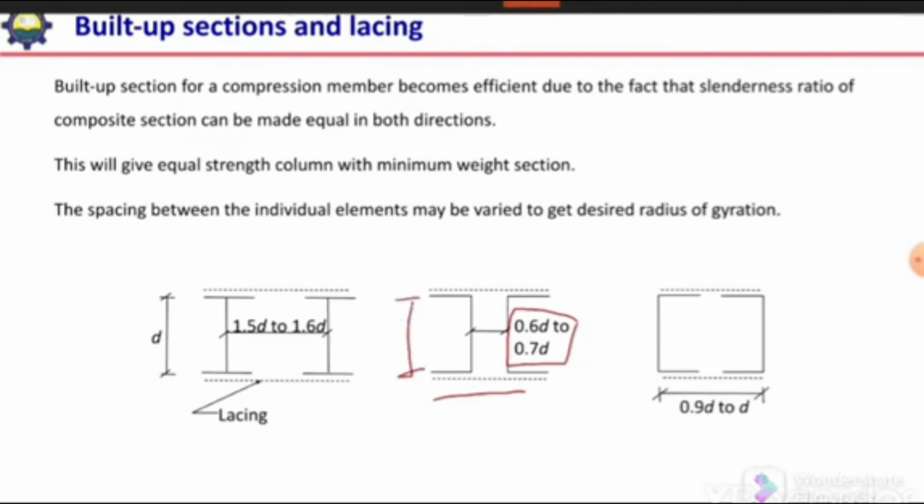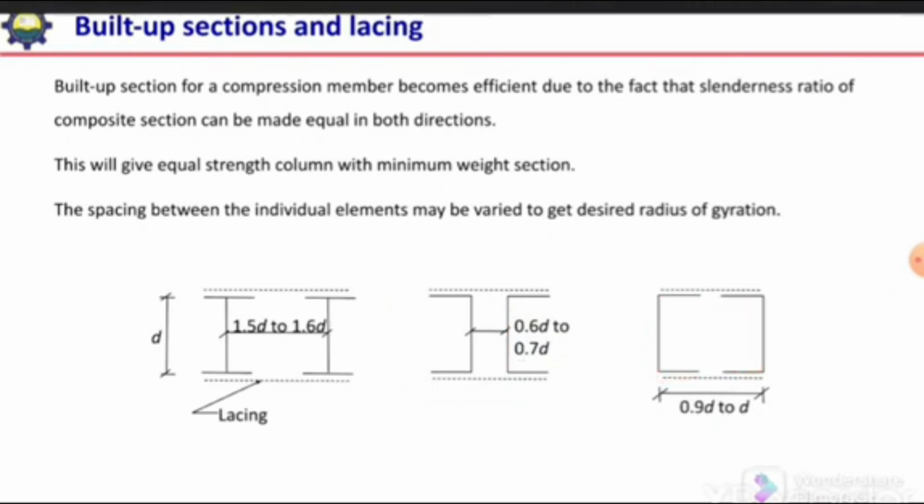And if we are using channel sections to make a box section or a built-up section by arranging them face to face, the overall width should be equal to 0.9d to d. In that case we can get a section with the radius of gyration about the y-axis and the radius of gyration about the x-axis with almost the same value.